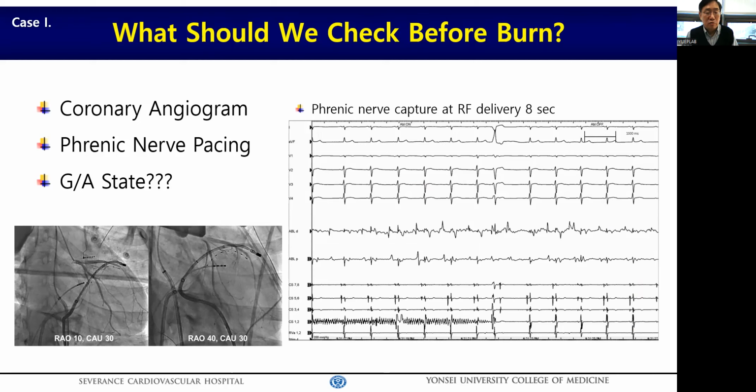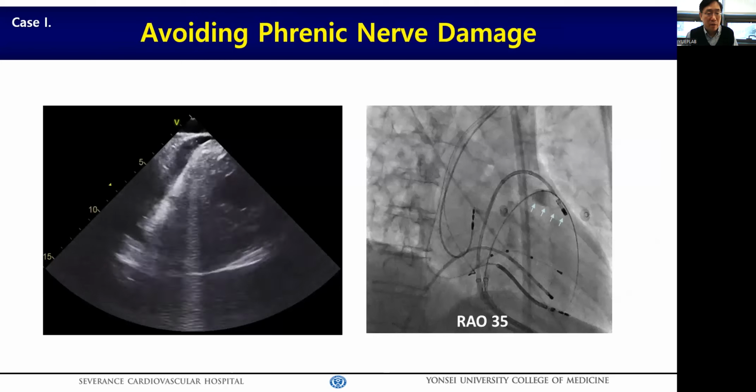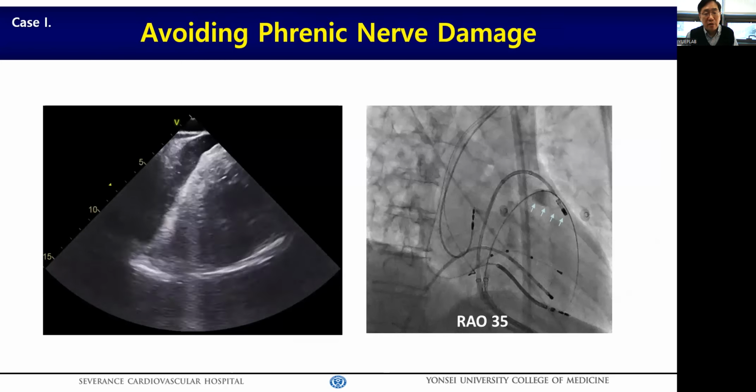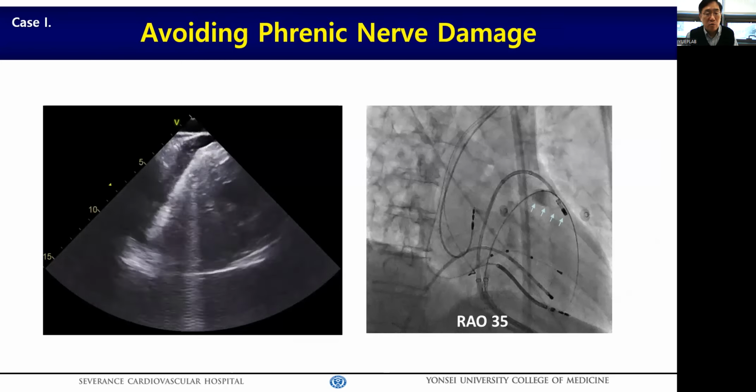So what should we do? Next step. It is dangerous area. There are two ways to avoid the Phrenic injury in this situation. The first one is filling the pericardium with saline 80 to 150 milliliter. If Phrenic capture threshold is less than 5 mA, you can try this method.